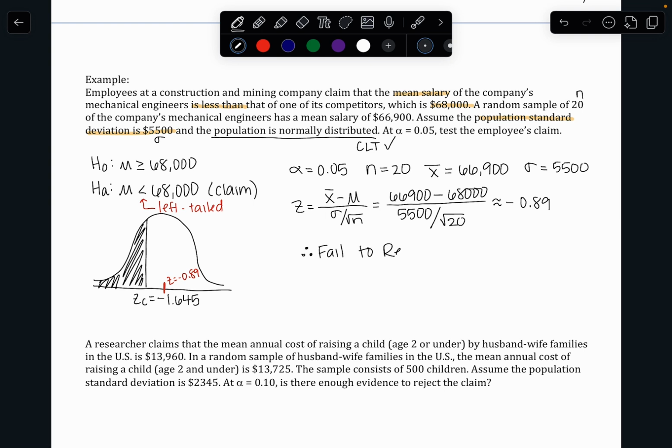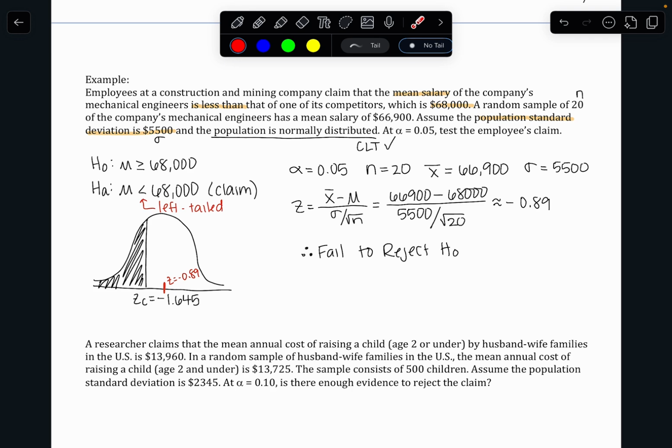Fail to reject the null hypothesis. These 3 dots in the triangle is just a shorthand way of saying therefore. It is habit for me. Do not feel like you have to write it. But I do want you to always write your decision just so I can follow your mindset.